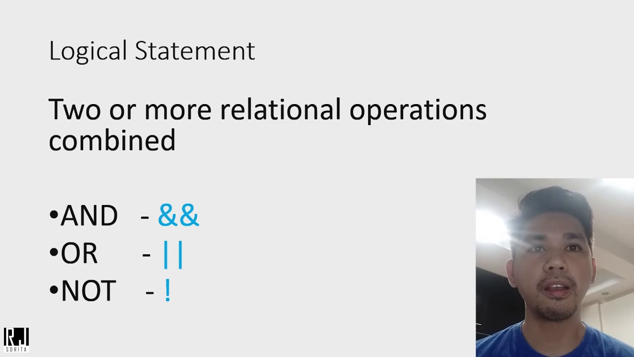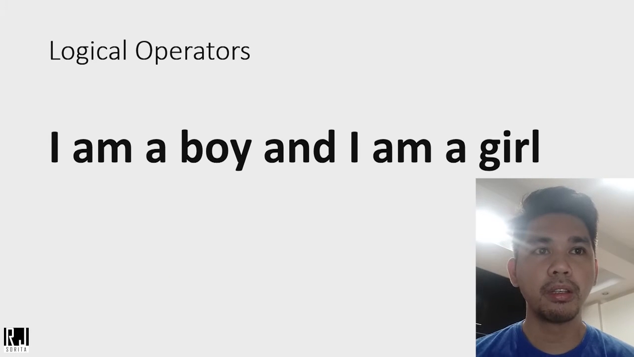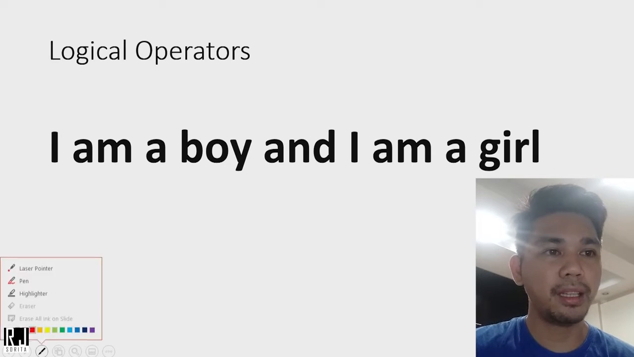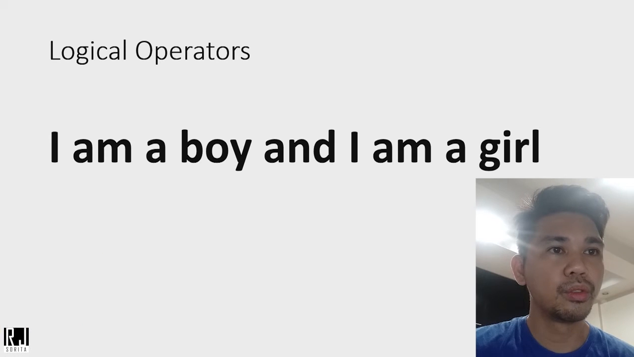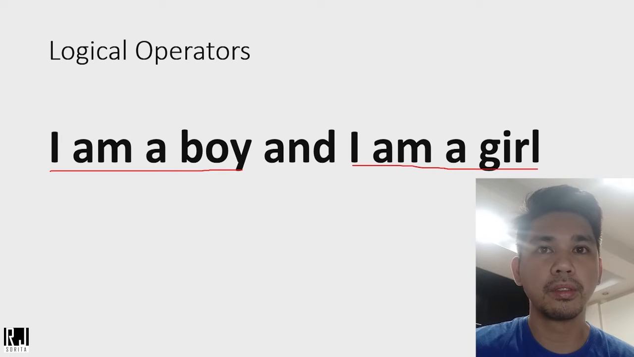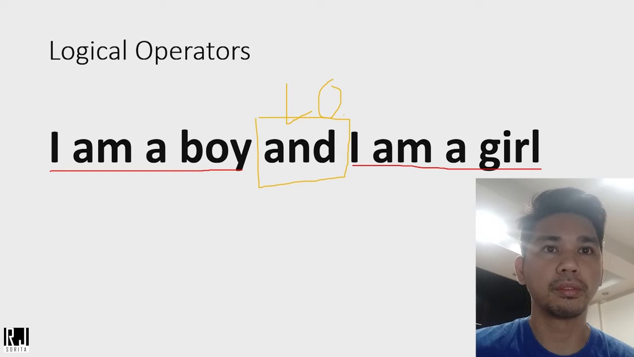I have here an English statement. The statement says, I am a boy and I am a girl. So let me highlight those two statements. And it is connected by the word and. So this word and is actually our logical operator.